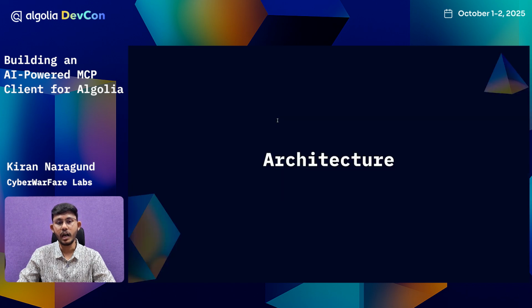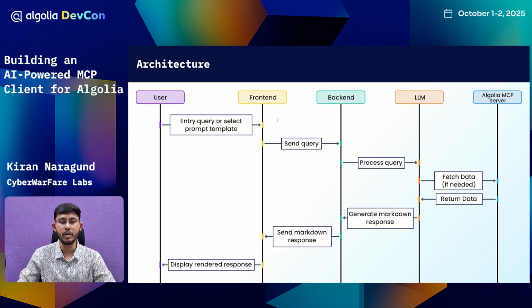Now let's see the high level architecture of our custom MCP. So you can see there is a user, front end, back end, LLM, and Algolia MCP. The user will enter their query or select the predefined templates and send from front end to back end. The back end will process the query.